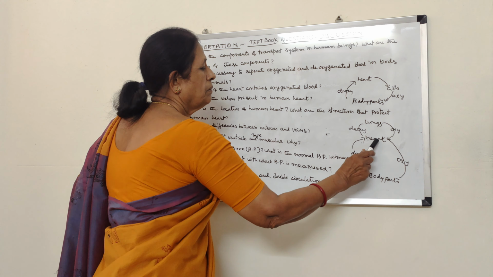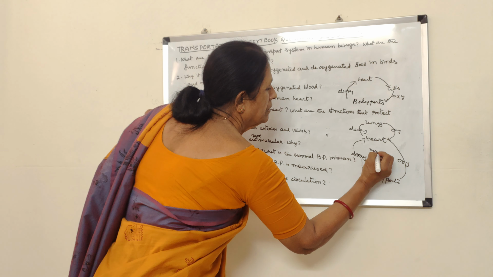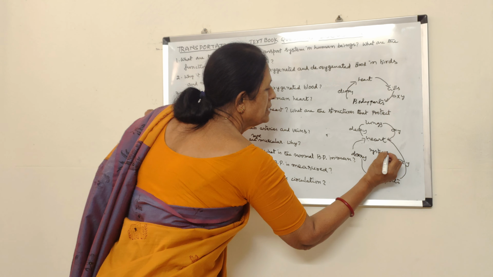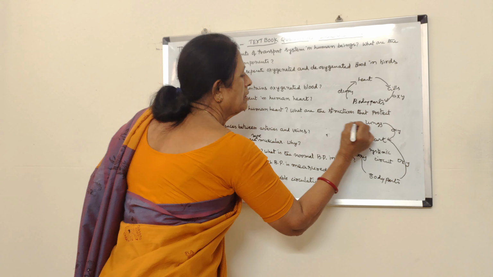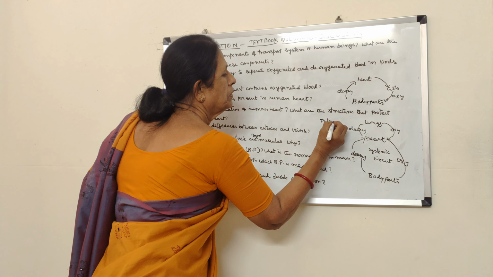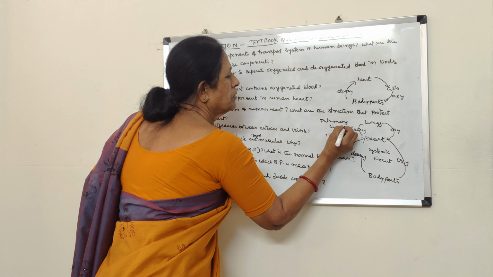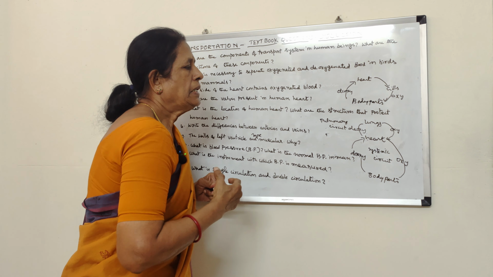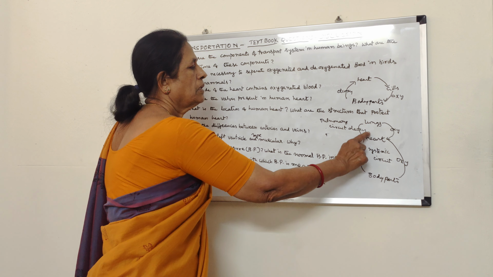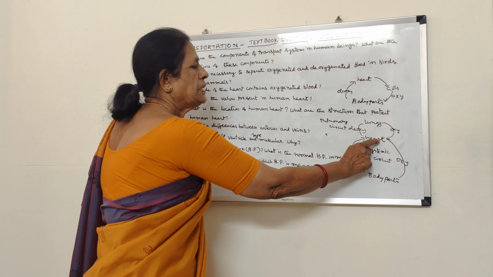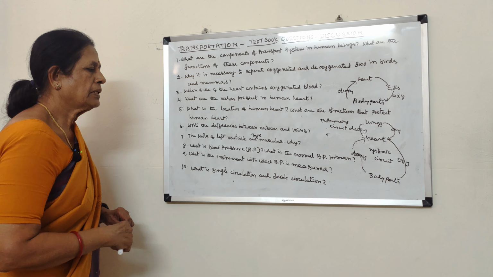The circuit between heart and body parts is called the systemic circuit. And this is called the pulmonary circuit. So in double circulation, the blood flows through the heart two times. From body parts to heart, heart to lungs, and the blood comes back to the heart and is supplied to body parts. That is called double circulation.